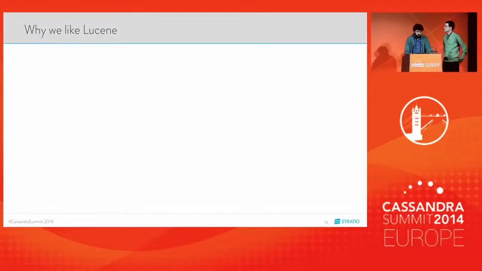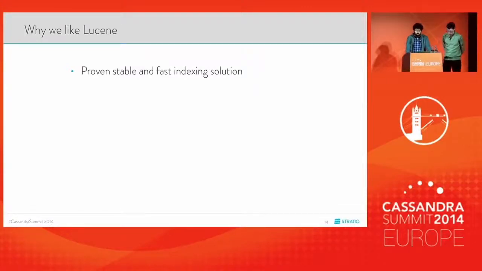So what do we like from Lucene? Well, it's a proven, stable, and fast indexing solution. It hosts all the query types we want, such as Boolean queries, range queries, and relevance search, etc. There are several successful distributed search products built on top of Lucene. And also we like that Lucene is a library and not an installable service, so we can embed it directly in the code. Additionally, it's an Apache project like Cassandra with a large user community.